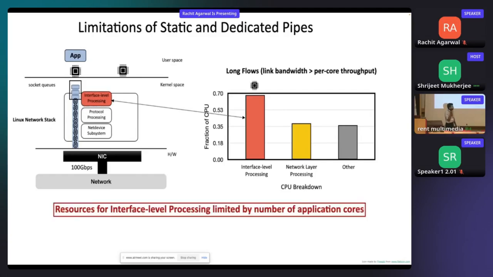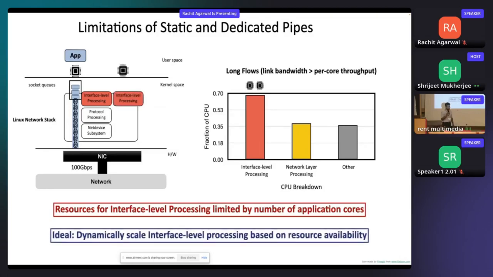Here, resources for interface level processing are limited by the number of application cores. Whichever number of sockets you have allocated, that's where the bottleneck is. But that singleton point is not important. The point I'm going to show next is that the ideal thing would be, if I get stuck with some throughput bottleneck there, to be able to dynamically say that my data copy is taking too many CPU cores, and I'm becoming bottlenecked on the number of cores that I've assigned. I should be able to scale the number of cores for the same socket connection. If I have more cores available, the system should give me one more core for data copy and my throughput should increase, ideally. So that's for long flows, where I want more cores for data copy.